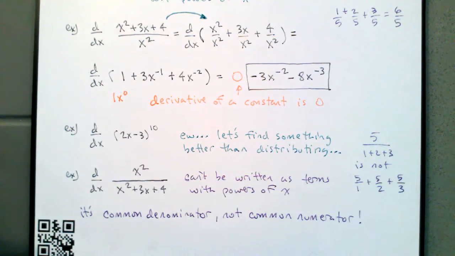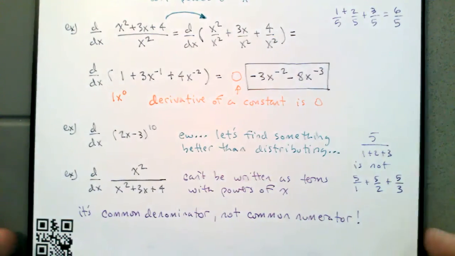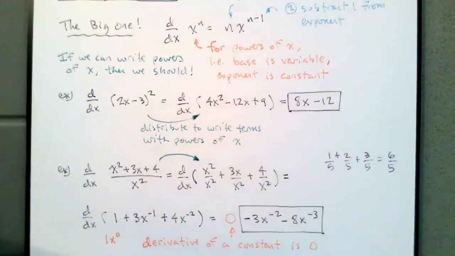So this nx to the n minus 1 business is specifically for when the base is a variable and the exponent is constant. Now what we want to do is just switch those around. I want the base to be constant and the exponent to be a variable. So we want to talk about derivatives of exponential functions.